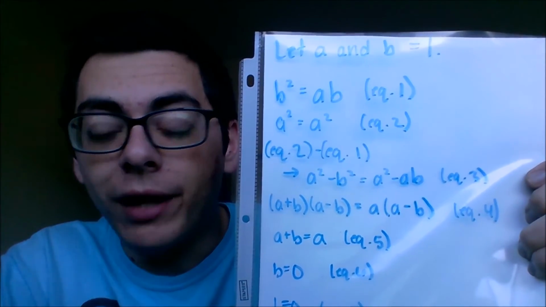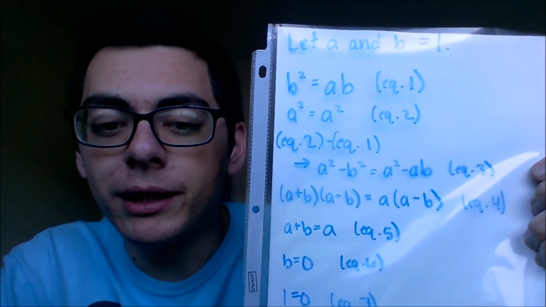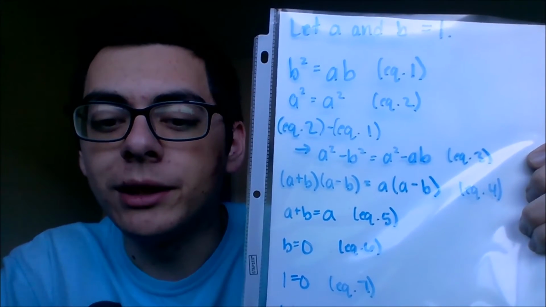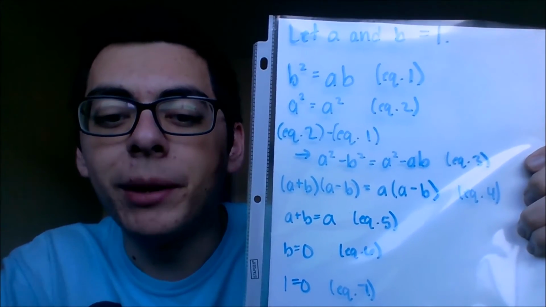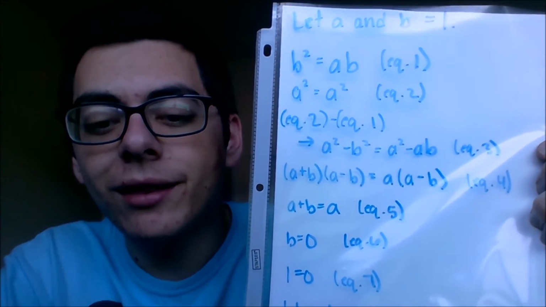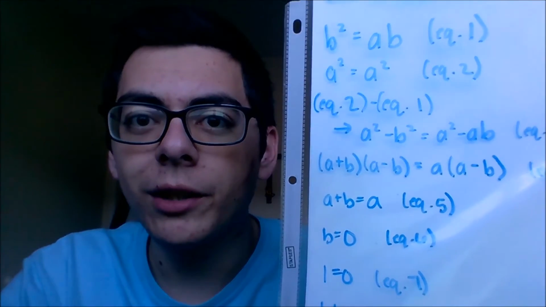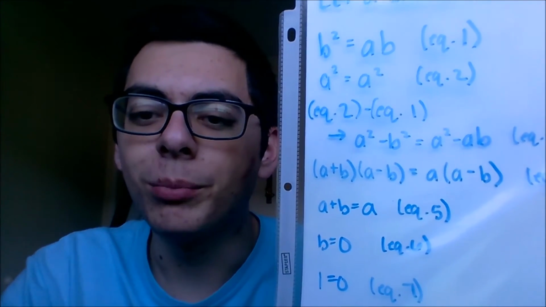So then we can divide by A minus B from both sides and we end up with A plus B is equal to A. Subtract A from both sides and we get that B is equal to 0. Now we originally set B equal to 1 at the very beginning, so then we get this equation that says 1 equals 0. Now clearly we know that 1 is not equal to 0, but for the purposes of this proof, we're just going to accept that that's true.